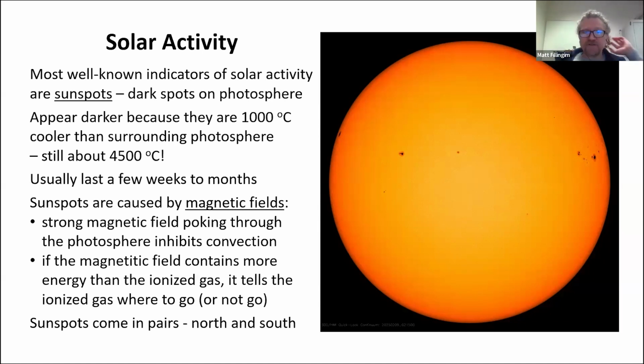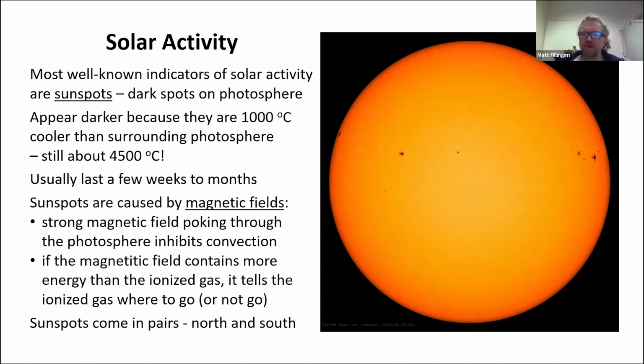They appear darker because they're cooler, about 1,000 degrees cooler than the surrounding photosphere. But that's still really hot. It's still over 4,000 degrees Celsius. It's just compared to the 5,500 degrees Celsius, it looks a lot dimmer. These sunspots usually last from weeks to months. Sometimes they'll grow in size and then shrink in size again. They come and go, but it takes them a few weeks to a few months.